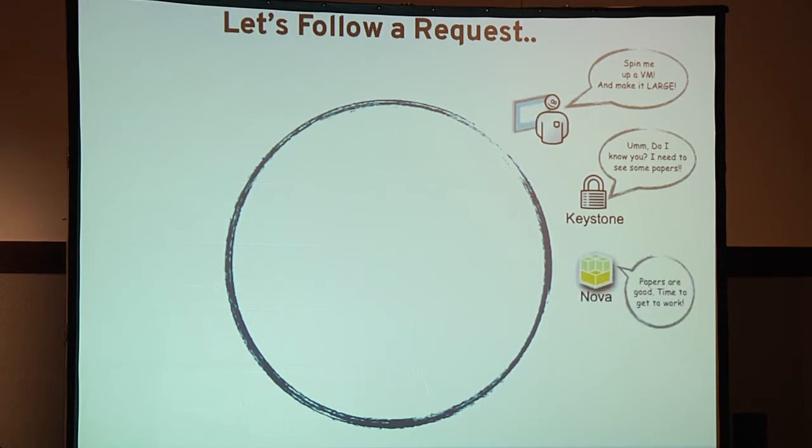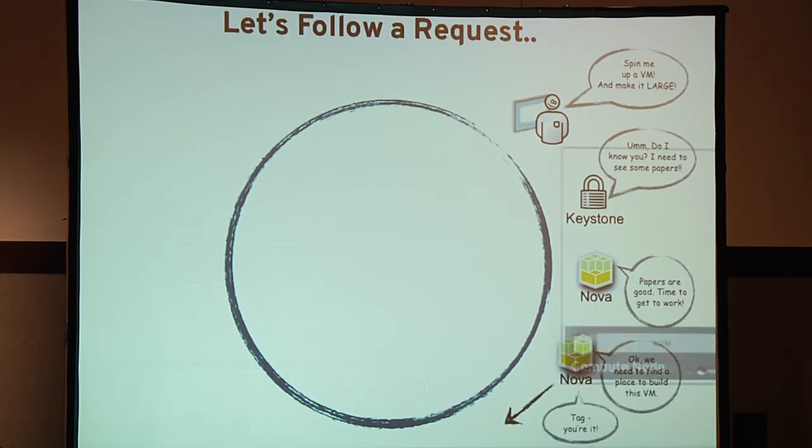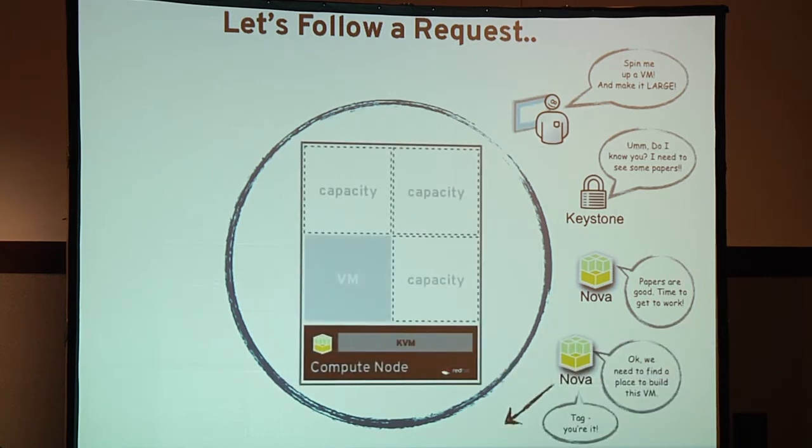So Nova, as the compute engine, looks at his request and says, OK, his papers are good. It's time to get to work. Let's go ahead and start spinning up this virtual machine. So Nova says, OK, we need to find a place to build this VM. What capacity do we have available in the cloud? So Nova then goes through the Nova scheduler, finds and identifies a machine, and says, OK, you're it. You're going to be the machine that we're going to spin up this virtual machine on.